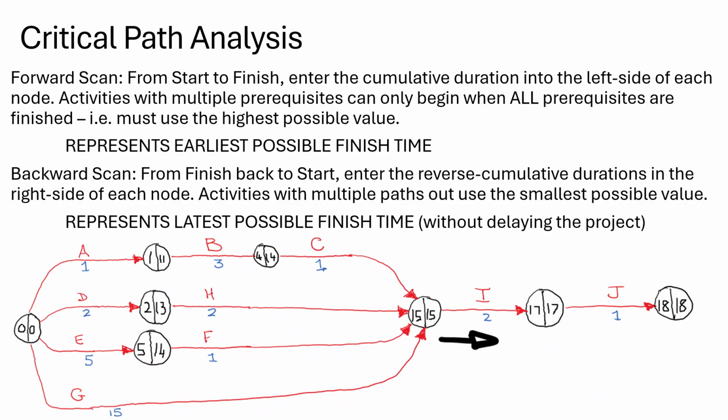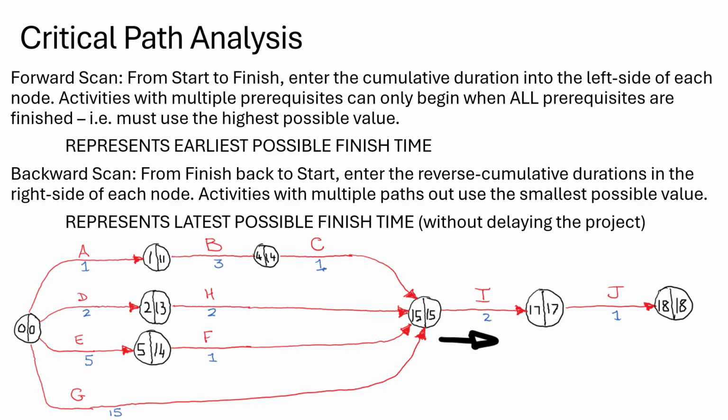And now we can see the float time of activity E and F. Activity E, 14, take 5 is 9, take 0 is 9. Okay. Activity F, 15, take 1 is 14, take 5 is 9 as well. Okay, so both activity E and activity F have a float time of 9 days.